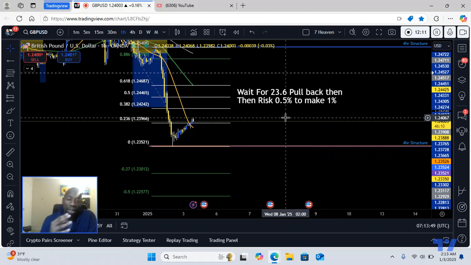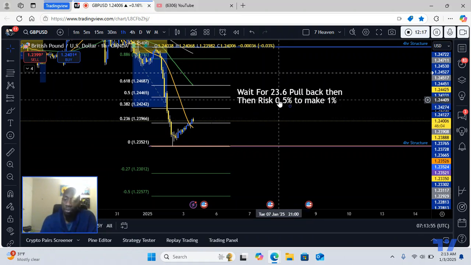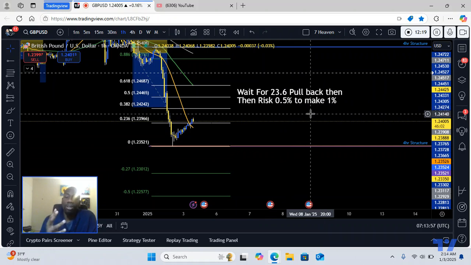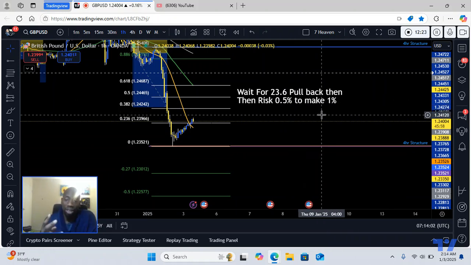And then after I get the two more losses, we can take the next setup instead of risking 0.5 first. But if I get a big win, okay, I'll be risking 2% to make 4%. If I lose that one, that'll be 2.5% to make 5%, and then that'll be the cutoff.